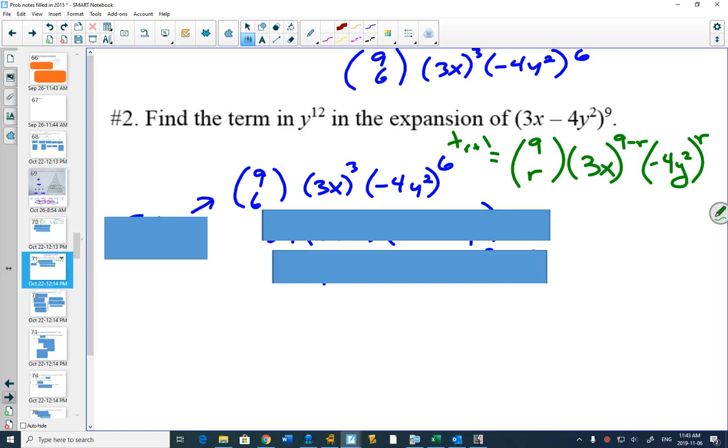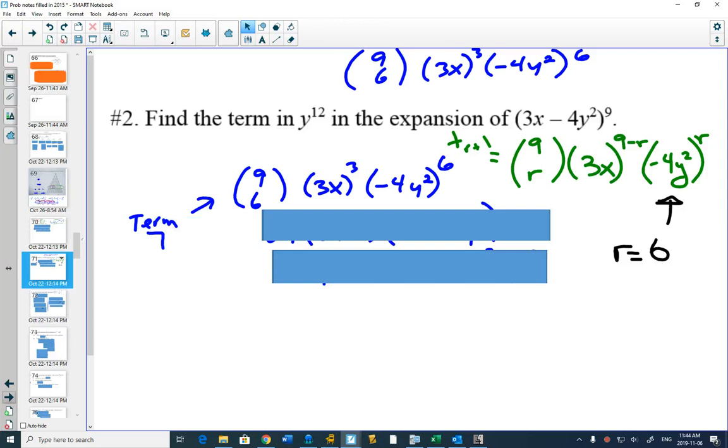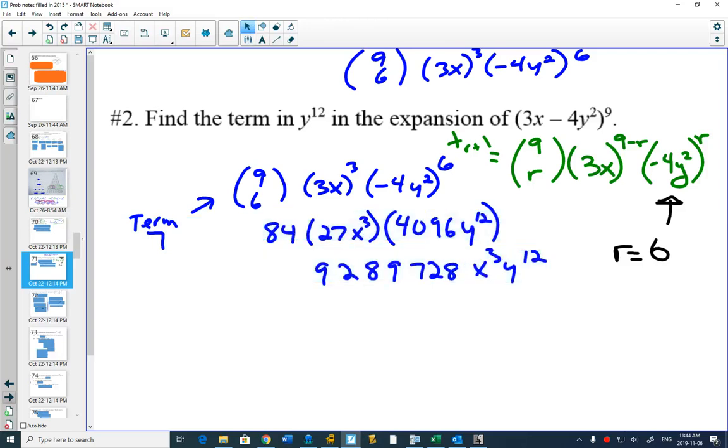Then analyzing the right side of that equation, can you see that the only place that there are y's is right there? And if I wanted to get a y to the 12, r would have to be 6. Oh, I better not put an exclamation mark. And then once you find out that r is 6, it's term 7. Multiply everything out and get your answer.